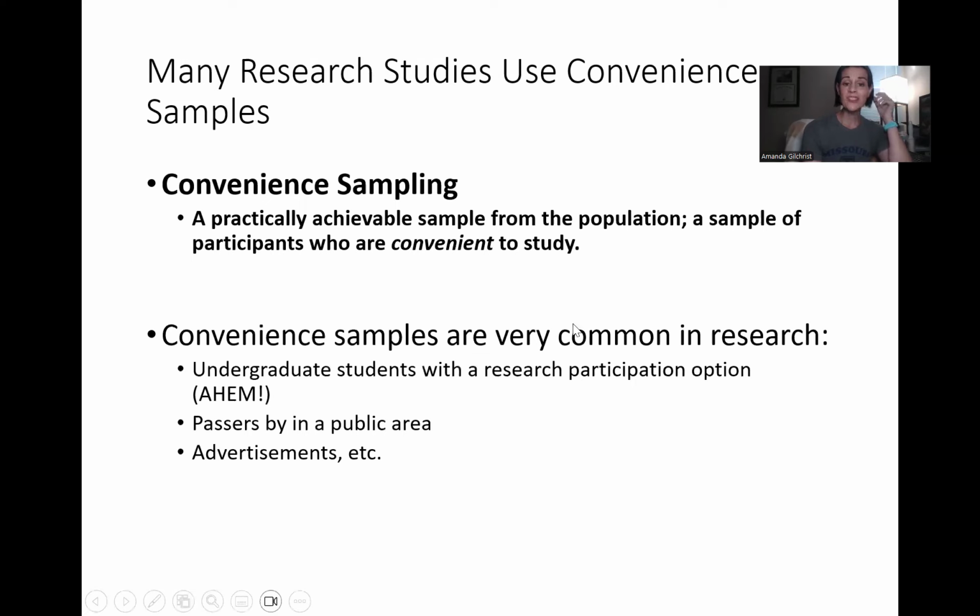And convenience samples are going to be very common in research, particularly in psychology. So that could be undergraduate students with a research participation option, kind of what we're doing here and kind of what I was brought up doing when I was in graduate school and in undergrad. We have passersby in a public area, advertisements, people who are in an area, and we're texting everybody to see how they feel about this political issue or that political issue, and things like that.